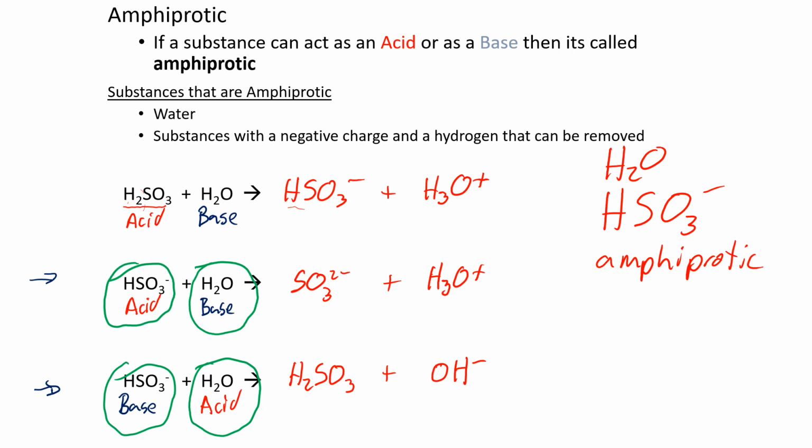But if HSO3 minus is put into a situation where it needs to act like an acid, it'll act like an acid. If it is put into a situation where it needs to act like a base, it'll act like a base. We can do some calculations to figure out when it'll act like an acid and when it'll act like a base, but that'll come a little bit later. But yeah, anyways, those are the definitions, and hopefully you got something out of that.